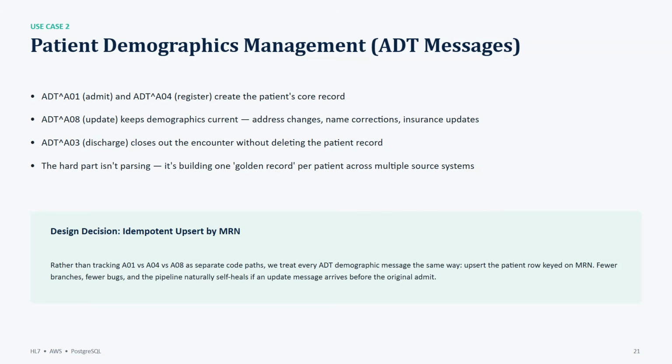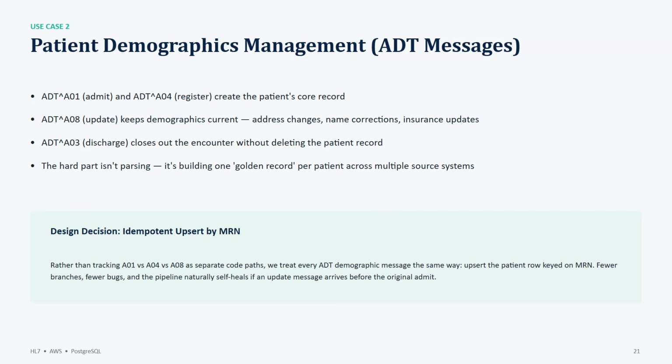Use case 2, patient demographics. ADT A01 and A04 create the patient record. A08 updates it, think address changes or corrected spelling, and A03 discharges the encounter. The real engineering challenge here isn't parsing the message, it's building one accurate golden record per patient when data might be coming from multiple source systems.